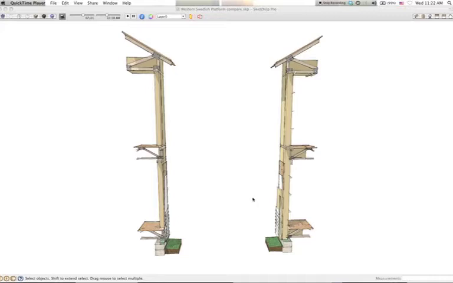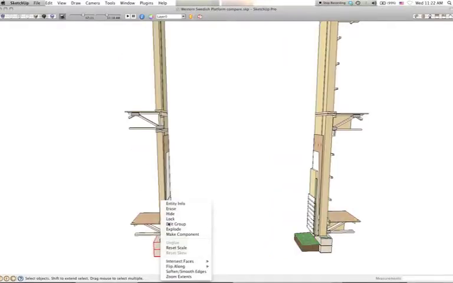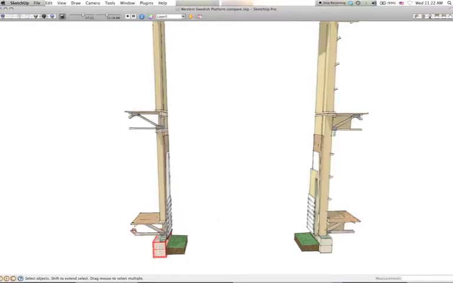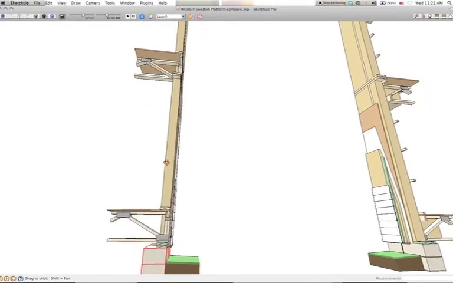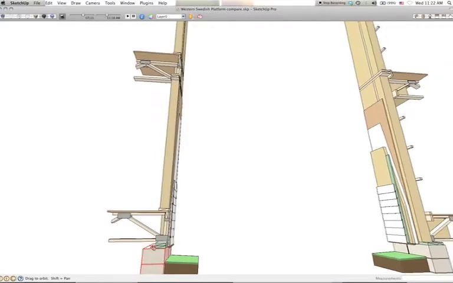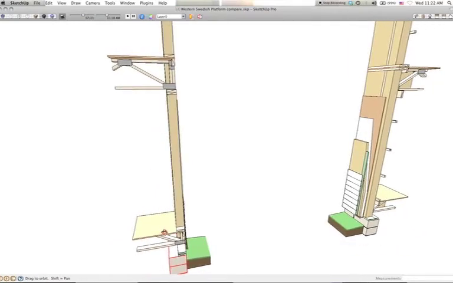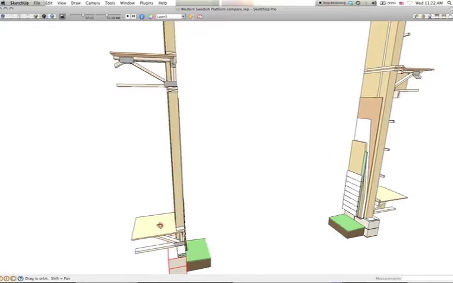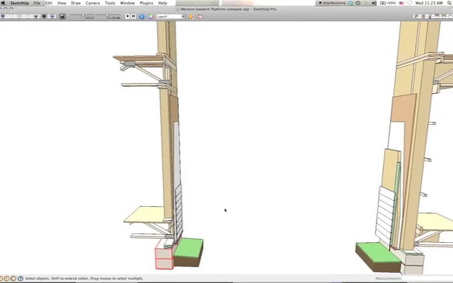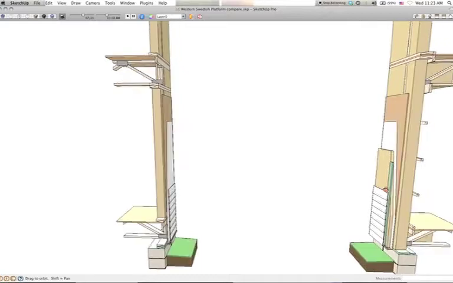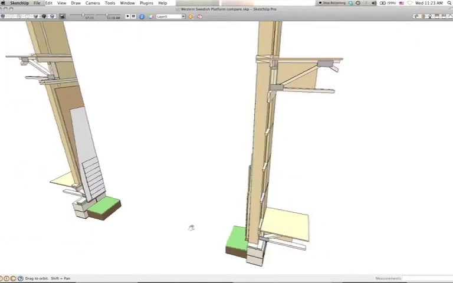What we're looking at here are two 3D models. We have a model of Swedish platform framing on the right and a model of conventional Western platform framing on the left. Both of these walls are framed with gang-nailed open web trusses. It's a very common method used in the United States as well as in Sweden. The Western Platform frame wall we're looking at is framed with 2x6 studs, and the Swedish Platform frame wall we're looking at is actually framed with 2x8 studs.